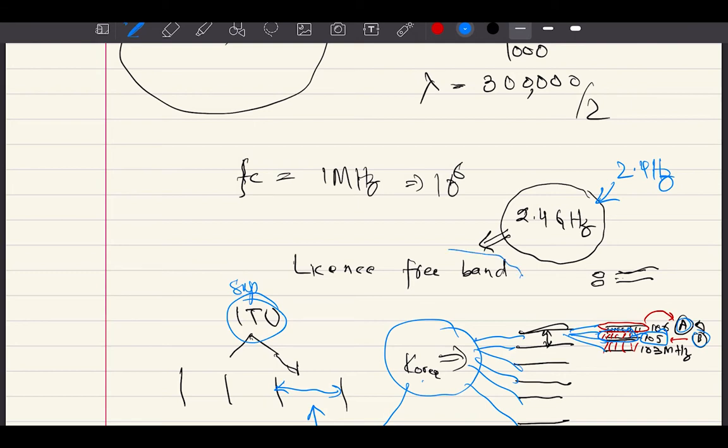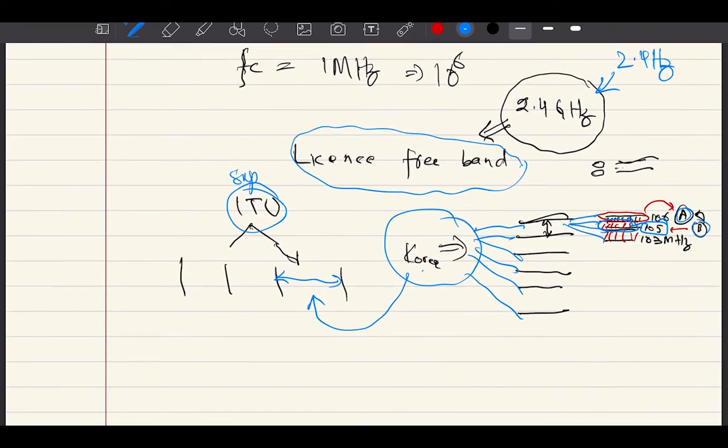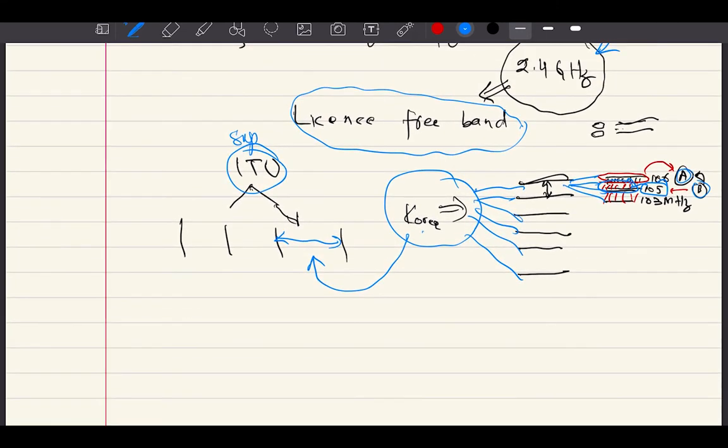Because this is the license-free band. You can use it for your experimental purposes, or for Wi-Fi, or for other things, for example Bluetooth. All these frequencies you don't have to purchase, they are license-free bands, and that's why we like to use them so frequently. Microwave ovens and every device use this frequency.